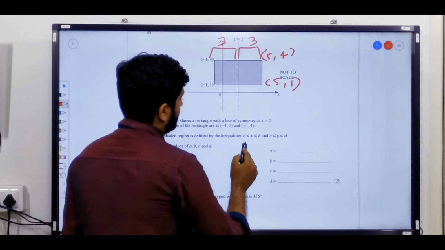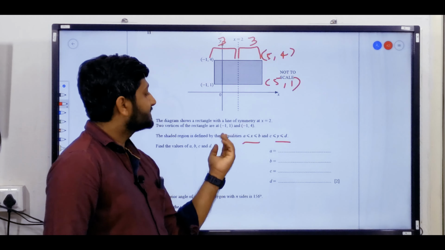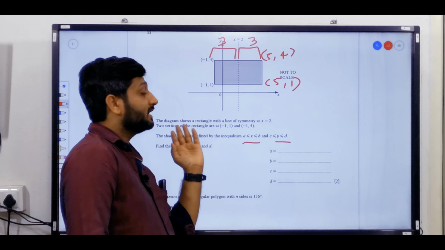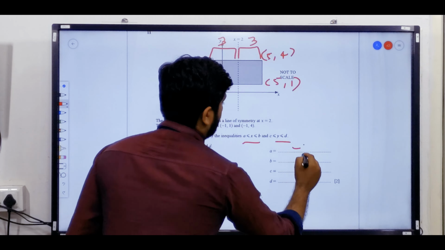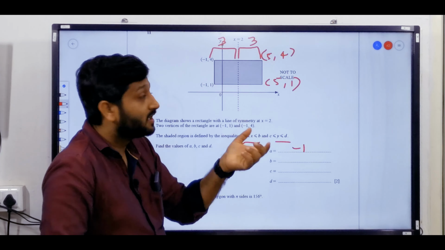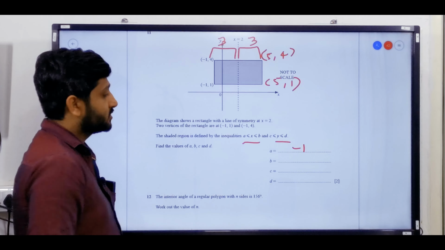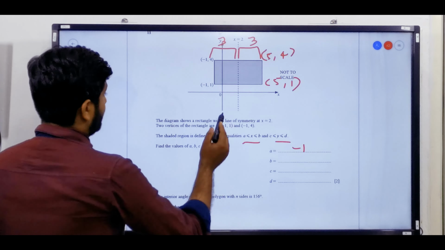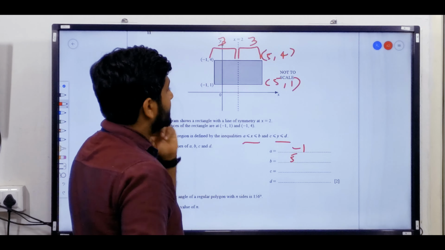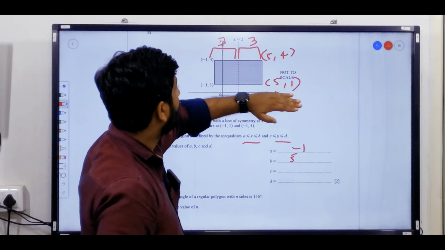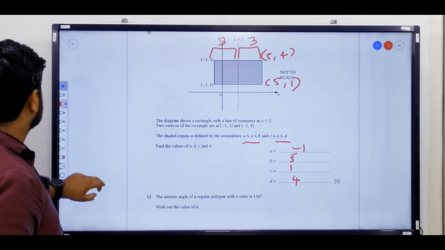Now see these inequalities. This is the inequality of x: x is less than or equal to b and greater than or equal to a. So my a should be minus 1, because here the x-axis lies between minus 1 and 5. X is less than or equal to 5 and greater than or equal to minus 1. So my b will be 5. Same way my c and d will be on the y-axis. So y varies from 1 to 4. C will be 1, d will be 4. Let's move on to the next question.